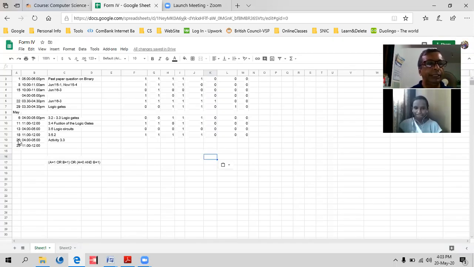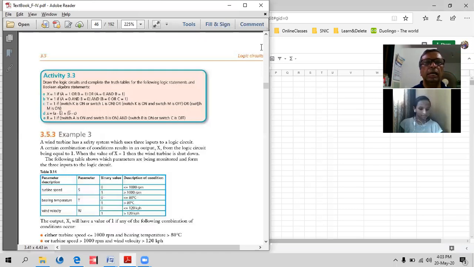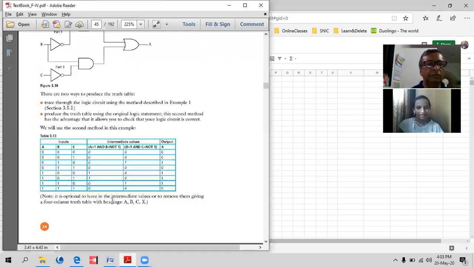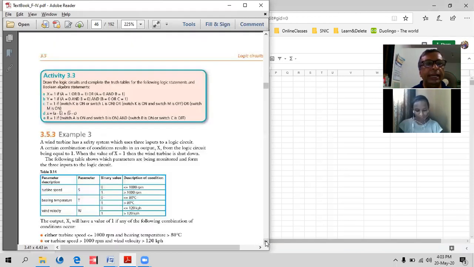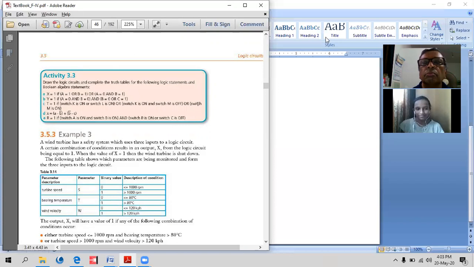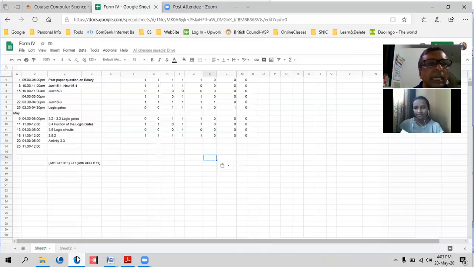So today is 20th. Time is 4 o'clock. We have to do activity 3.3 in your textbook. Is that correct? Because I think we hear about these intermediate values, and so we have to do this. This I have given in the website also as an assignment.